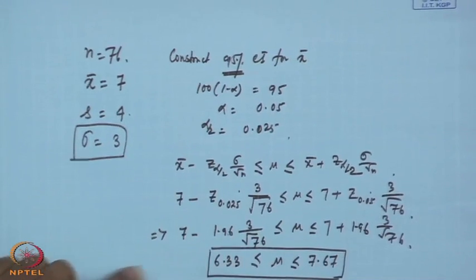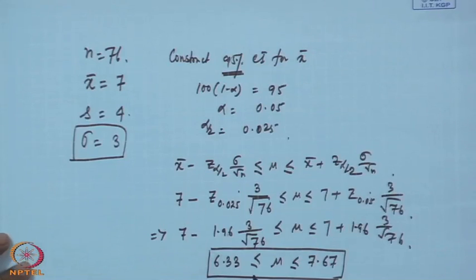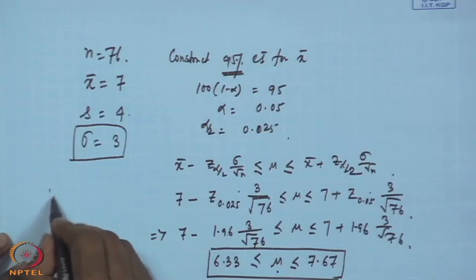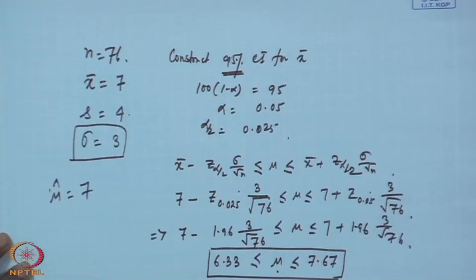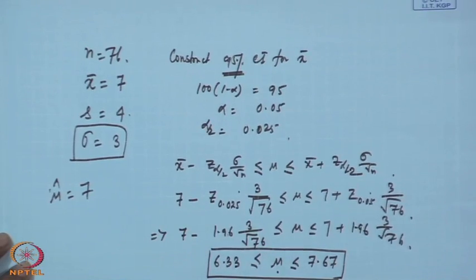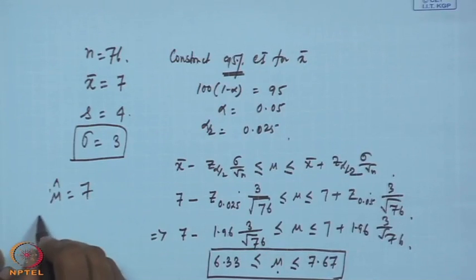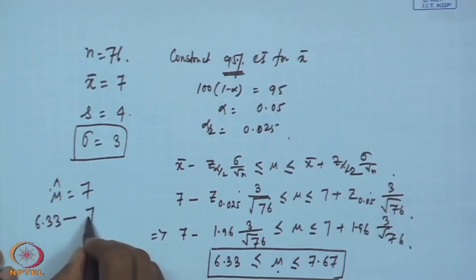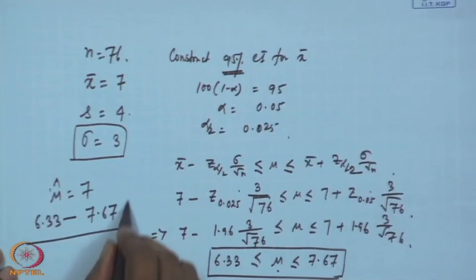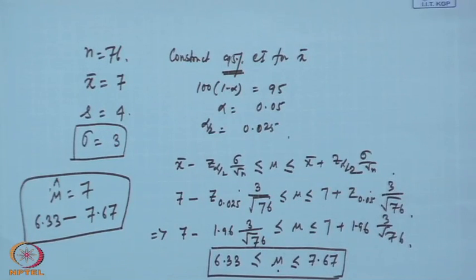So, essentially you are not getting a point estimate only here, you are getting an interval estimate. Point estimate says the mu estimate is 7, interval estimate says it is not 7, it is in between 6.33 to 7.67. That is the difference between your point estimate of mu and interval estimate of mu.